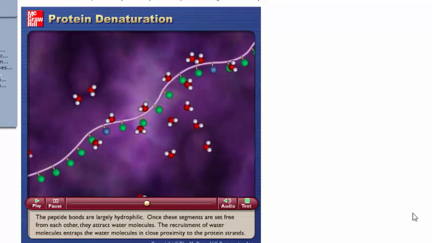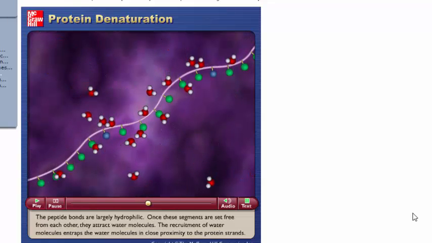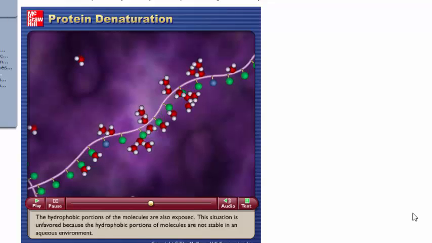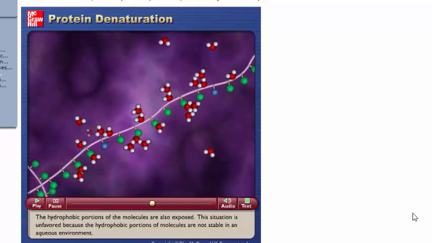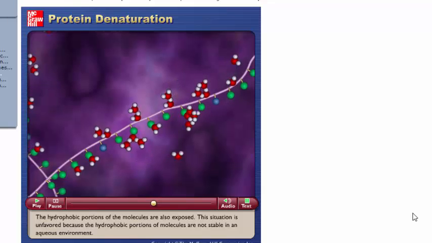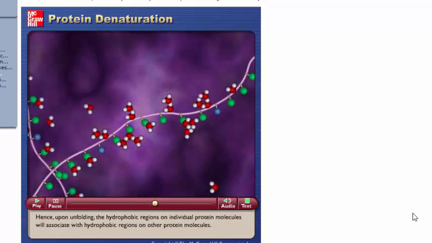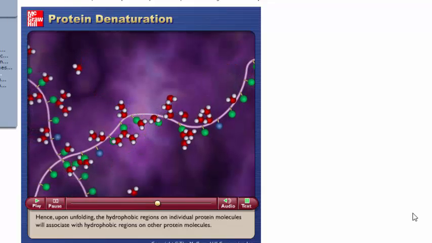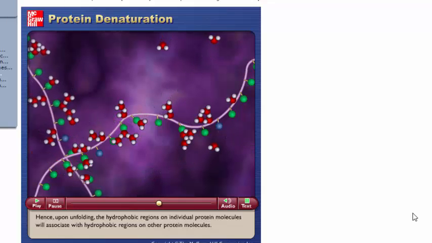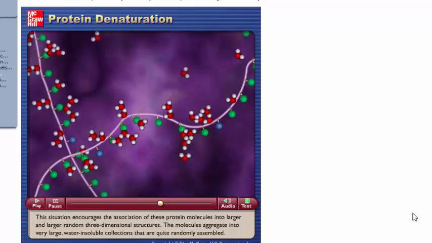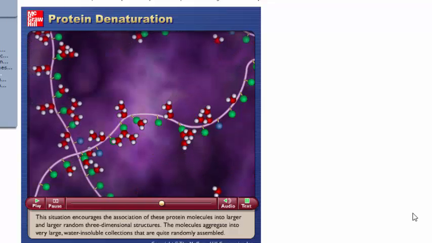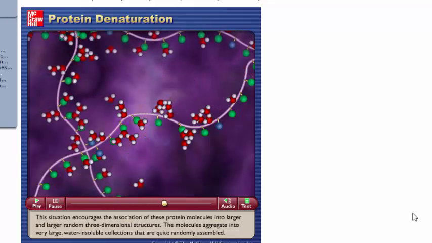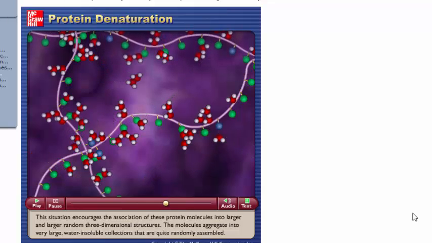The recruitment of water molecules entraps the water molecules in close proximity to the protein strands. The hydrophobic portions of the molecules are also exposed. This situation is unfavored because the hydrophobic portions of molecules are not stable in an aqueous environment. Hence, upon unfolding, the hydrophobic regions on individual protein molecules will associate with hydrophobic regions on other protein molecules. This situation encourages the association of these protein molecules into larger and larger random three-dimensional structures. The molecules aggregate into very large water-insoluble collections that are quite randomly assembled.